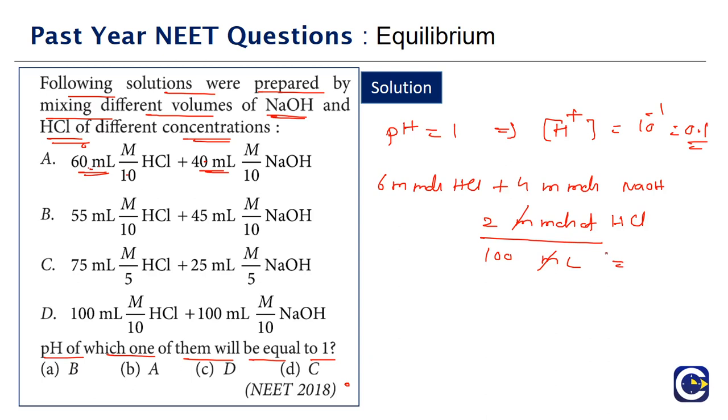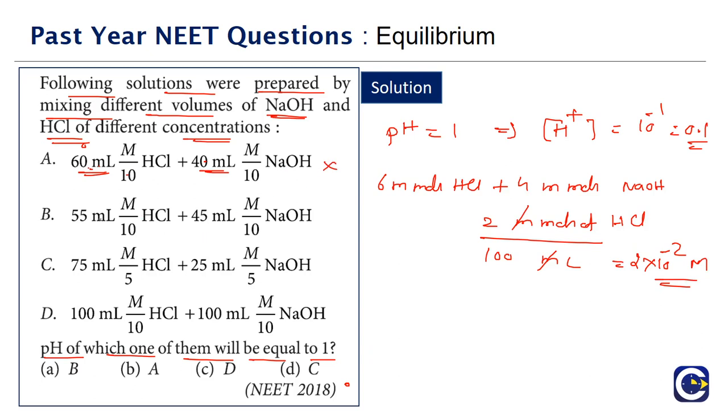Whatever is the excess HCl can give us the H plus ion. So we can see here 2 by 100. This is 2 into 10 power minus 2. So that is the concentration of HCl, which will be the concentration of H plus. Is it equal to 10 power minus 1? No. So this is not the answer.